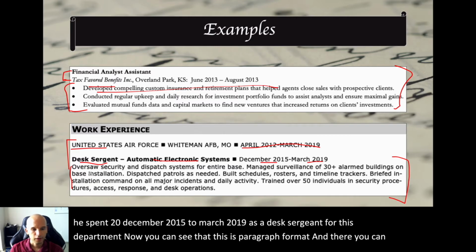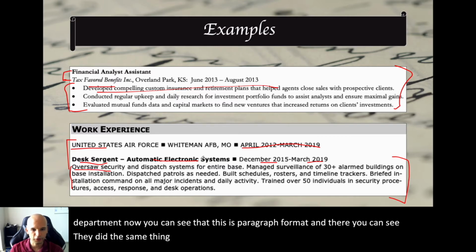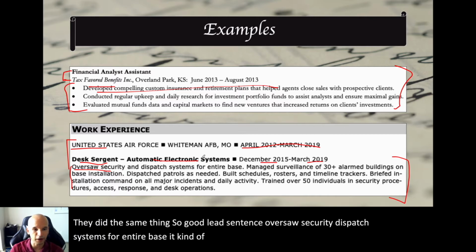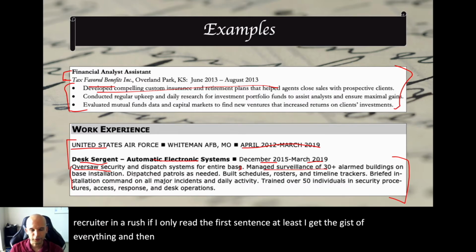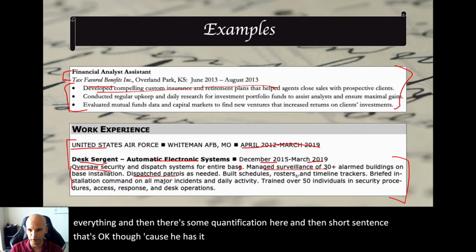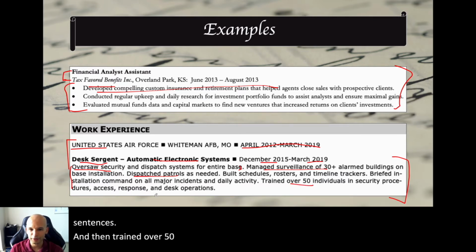Now you can see that this is paragraph format, and there you can see that he does the same thing. So good lead sentence, oversaw security and dispatch systems for entire base. It kind of summarizes basically what the job does. So if I'm a recruiter in a rush, if I only read the first sentence, at least I get the gist of everything. And then did some quantification here. And then a short sentence, that's okay though, because he has it in paragraph format with some longer sentences. And then trained over 50 individuals, quantified things, very good.